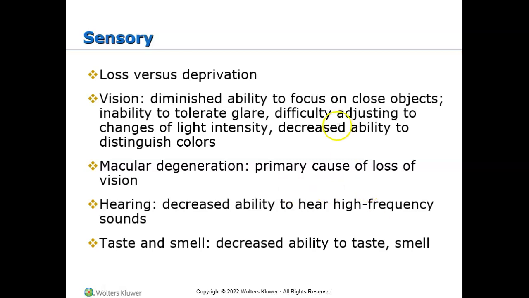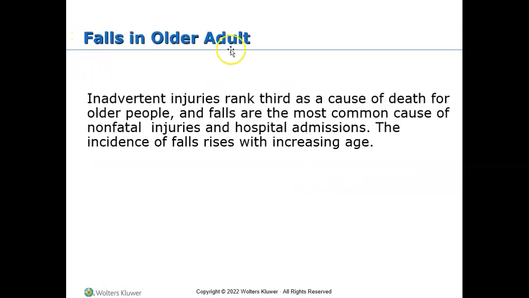Macular degeneration is the leading cause of loss of vision in our older population. And then falls in the older adult. I mentioned this earlier. It's the third leading cause of death for older people. Sad.